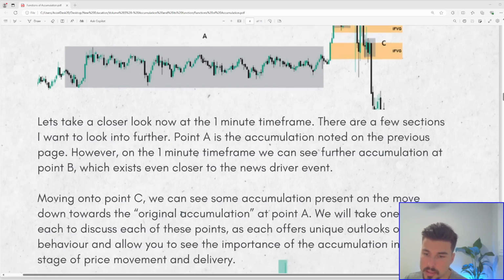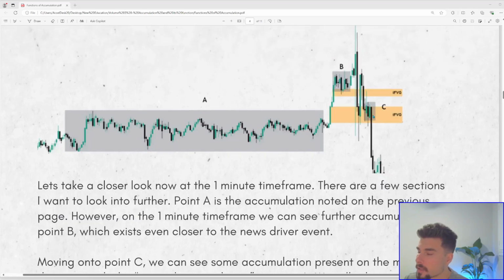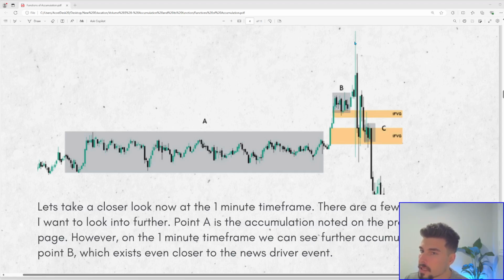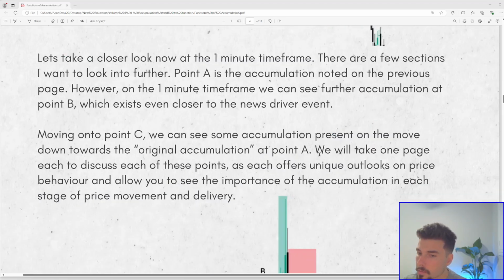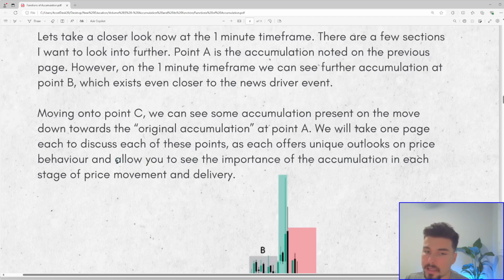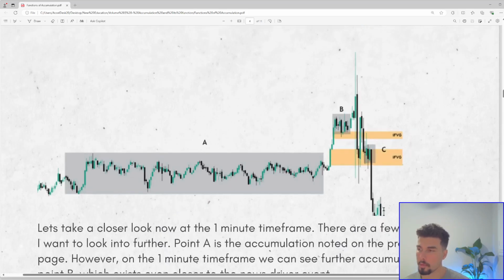Moving on to point C, we can see accumulation on this distribution move. Again, accumulation, manipulation, distribution. In that distribution leg towards the original accumulation in A, we have more accumulation here inside this inversion fair value gap. We're going to talk more about that on the next slide, but it is really important. Each accumulation offers unique outlooks on price, and it can potentially allow you to see the importance of accumulation in each stage of price movement and delivery. So it's more than just building liquidity.